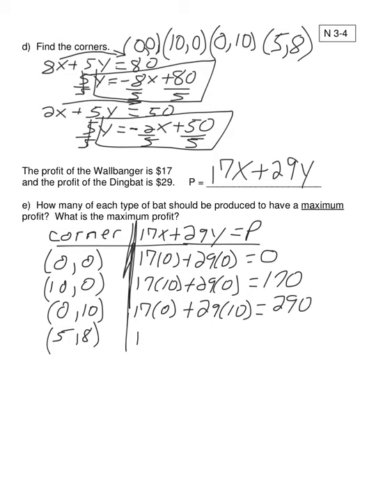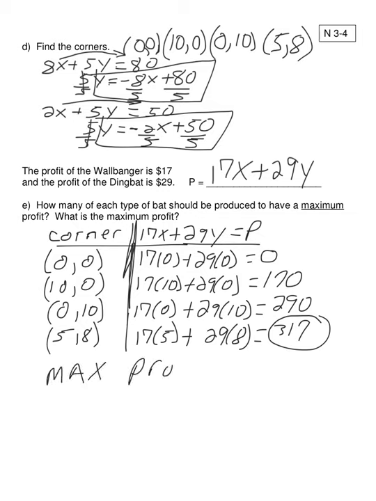And our final one, 17 times 5 plus 29 times 8. That comes out to a total of 317. So I can clearly see that my maximum profit is 317. So max profit is $317.